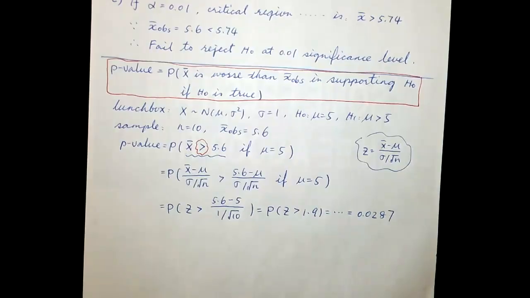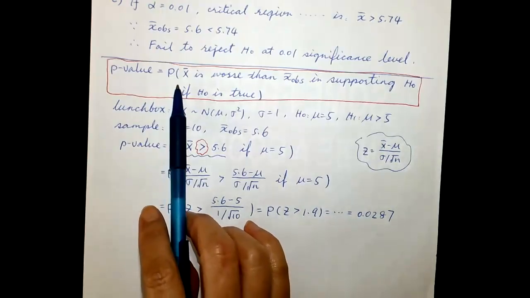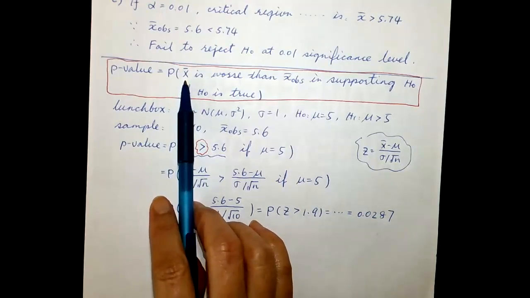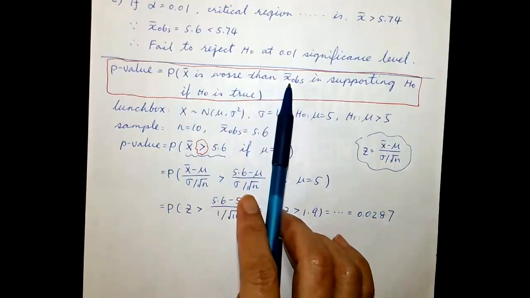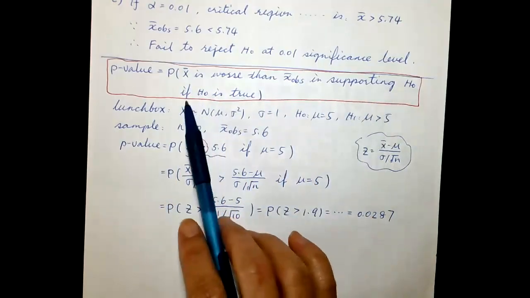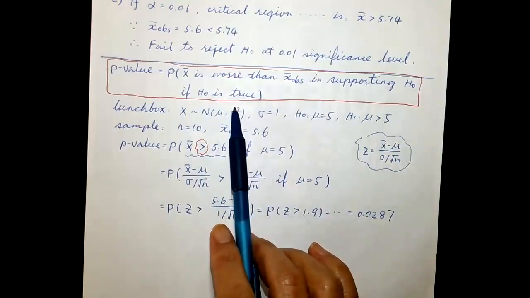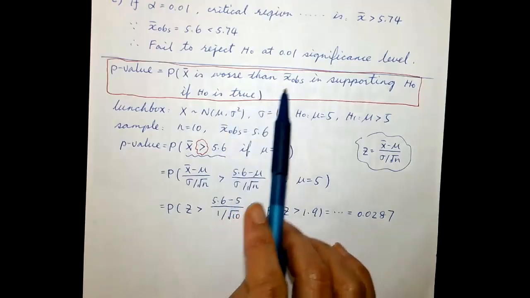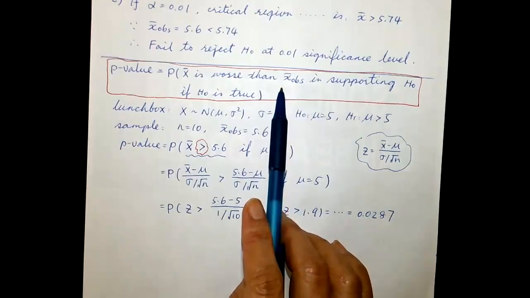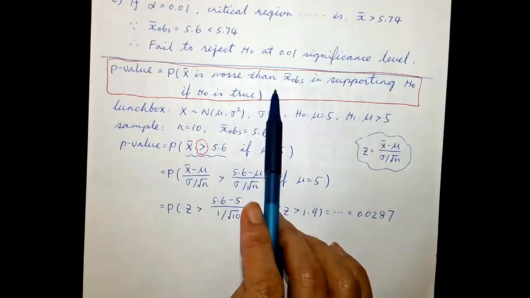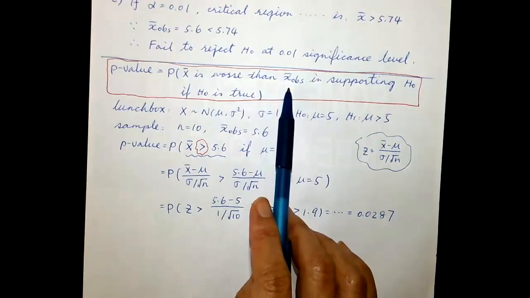Let's think in two extreme cases. What if this p-value is extremely small? For example, we have this p-value almost 0. What does it mean? If p-value is almost 0, that means it's impossible to have a sample mean that is worse than the sample mean you've got in supporting H naught, when H naught is true. If it's impossible to have a worse sample than the one you've got, it means the sample right now is already very bad, right? It's impossible to find a worse one.